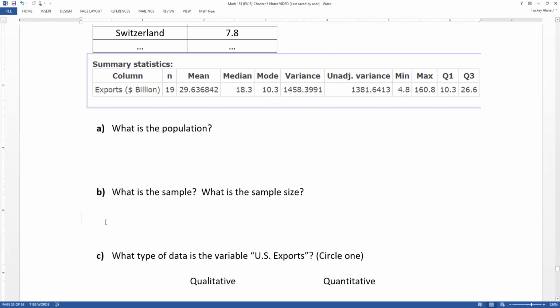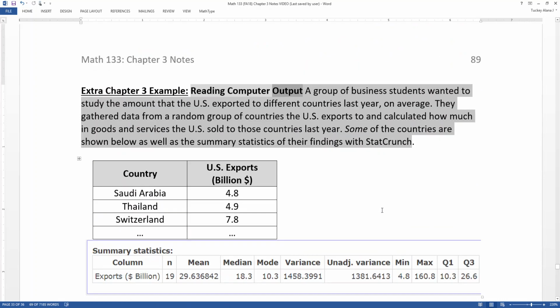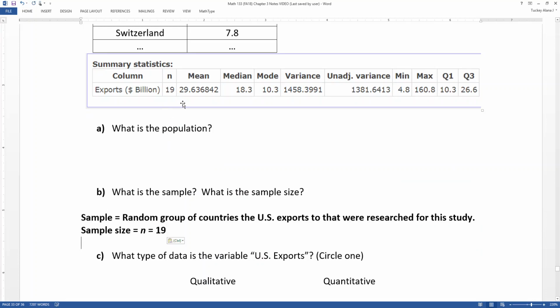Now it's a little weird. I actually kind of like figuring out the sample first because it's usually given to us somewhere in the paragraph, and then we can kind of infer from there what the population was. So the sample is the random group of countries that the U.S. exports to that were researched for this study. So that would be our sample. And our sample size is in the output, and it's 19. It says little n is 19 right there. I've highlighted that in a little purple box for you so you can see.